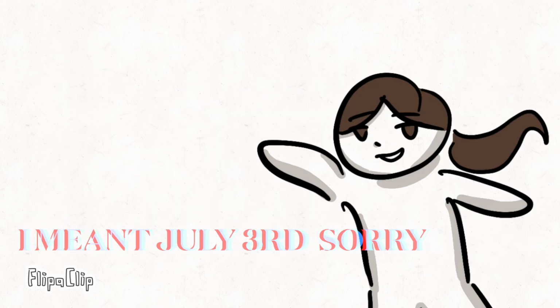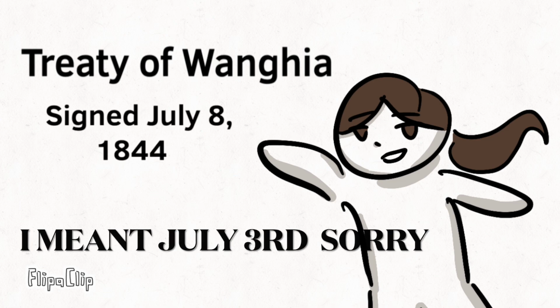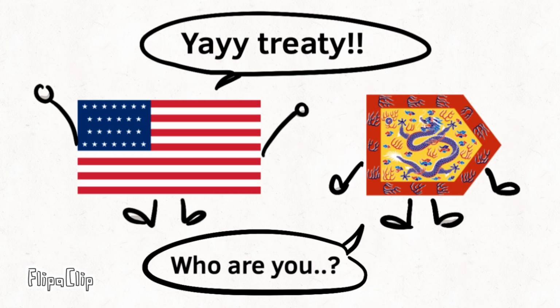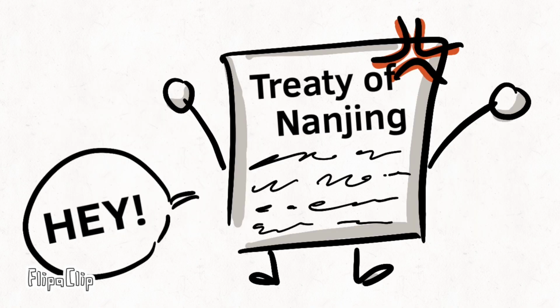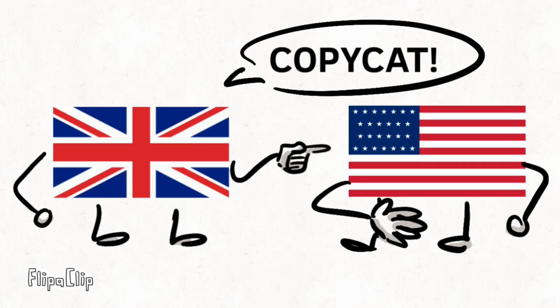USA! The Treaty of Wanghia, signed on July 3, 1844, was the first formal agreement between the US and China. It basically copied the Treaty of Nanjing, granting extraterritorial rights and including its own most favored nation clause.